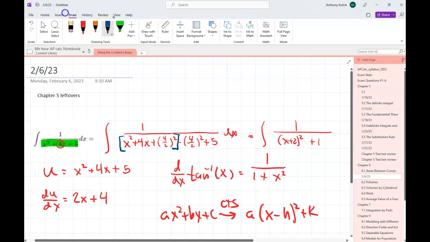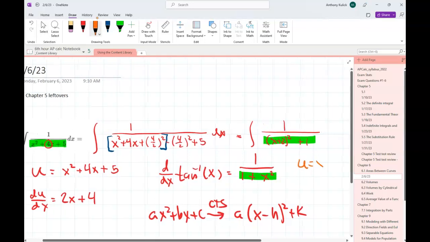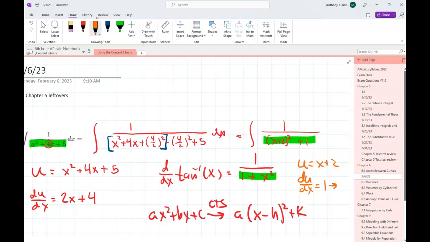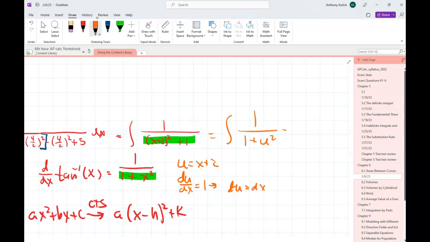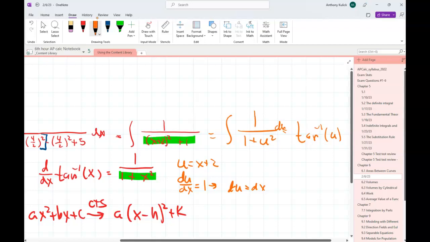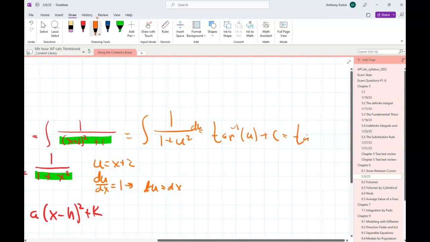And now this stuff matches that, right? What is the u going to be now? x plus 2, yeah. So du dx is just going to be 1, or du is going to equal dx. And then we resubstitute things back in.